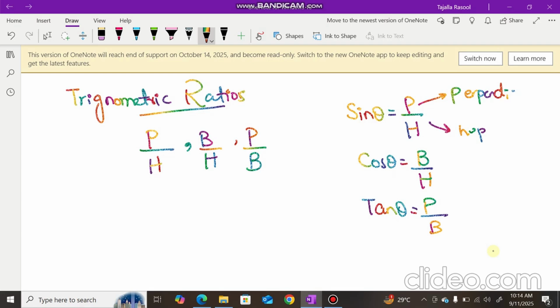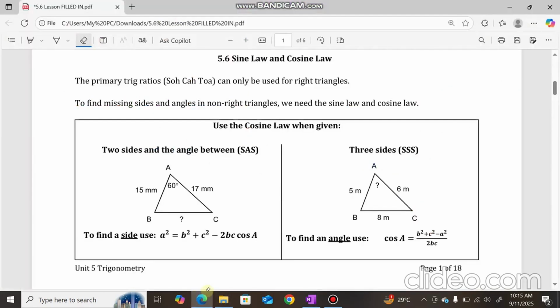And we can also write the reciprocals of them. This is the one case when we have a right triangle. Now we will discuss when we have no right triangle, like triangles other than 90-degree ones. So let's move on. There we go. These are the triangles.